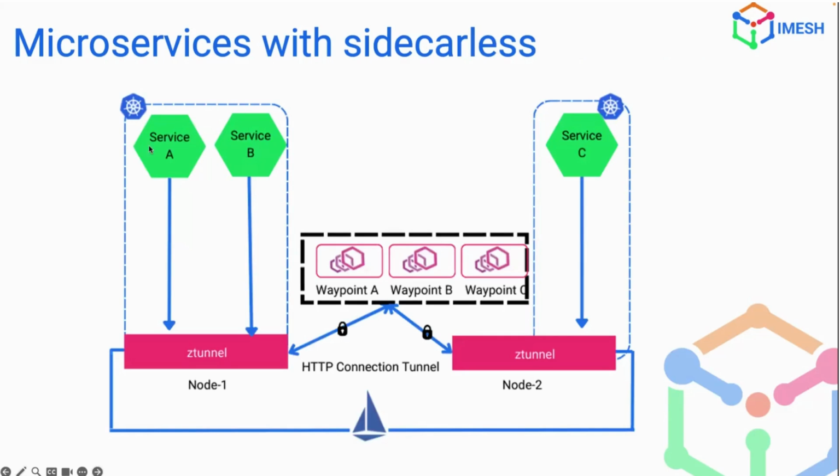And this picture we already saw: if everything is sidecar-less, none of the services will have an Istio proxy attached. All communication goes via ztunnel, then a waypoint proxy if it is needed, then ztunnel, and then the services. This is a typical example. It has complex scenarios and advantages of its own, but we are not touching those today.